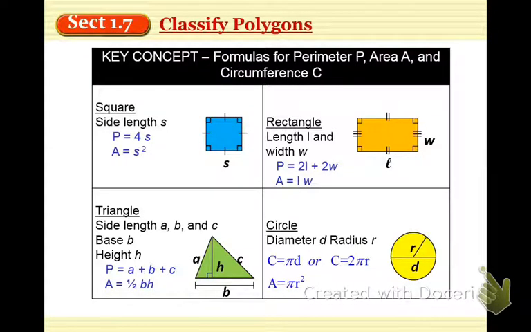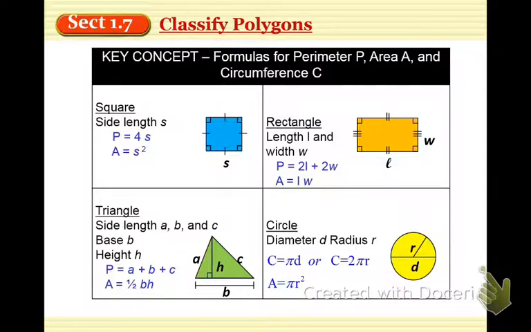Formulas for perimeter, area, and circumference. So for a square, the perimeter is 4 times the length of the side. That's why it's 4s. S is the length of a side. There's 4 sides. They're all the same length, so it's 4s. The area of a square is side squared because it's length times width, and that's S and S. So you take S times S, that's why you get S squared for area of a square.